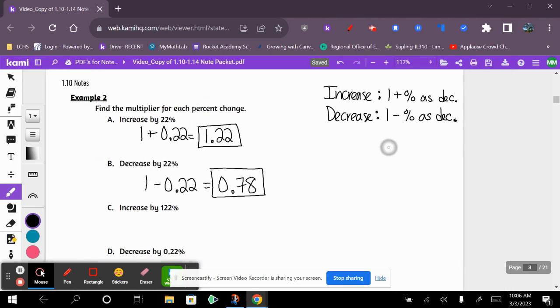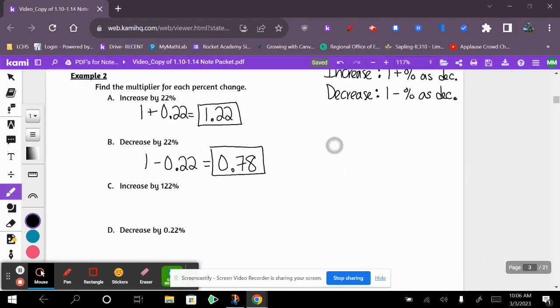To increase by 122%, you're going to take 1 plus 122% as a decimal. Remember, you just divide by 100, so you get 1.22. It is okay to get a number above 1 point something. It's okay to get 2 point something. So in this one, we get 2.22.